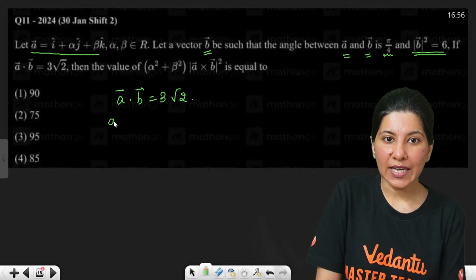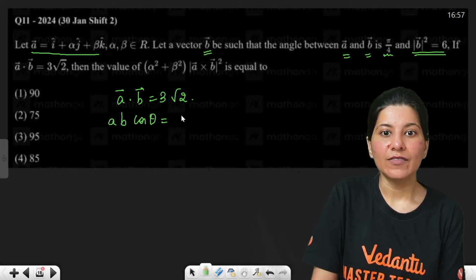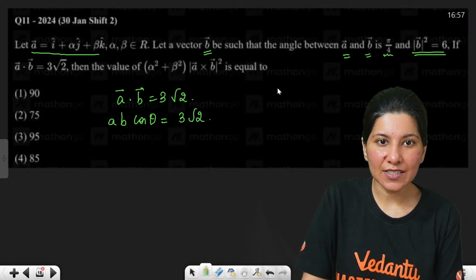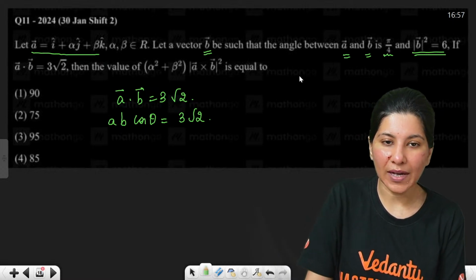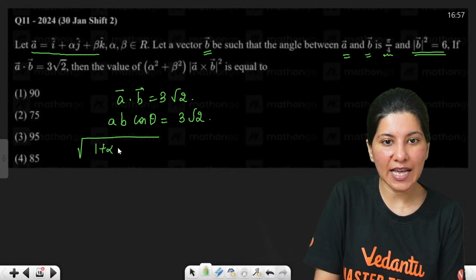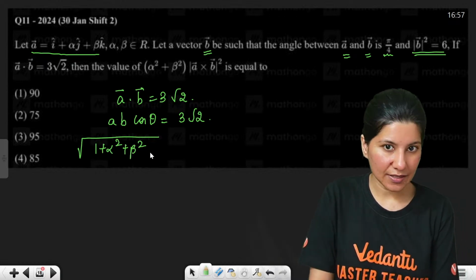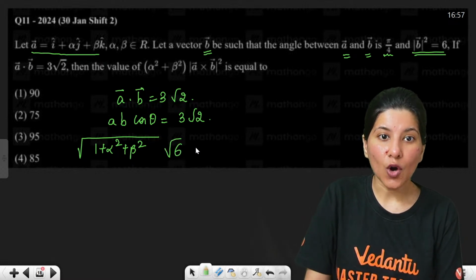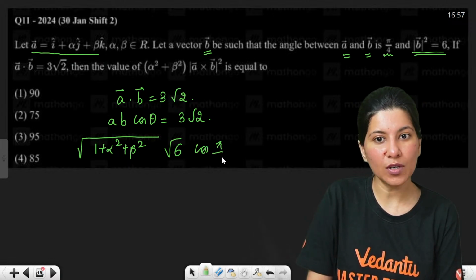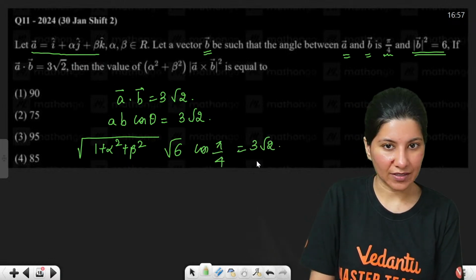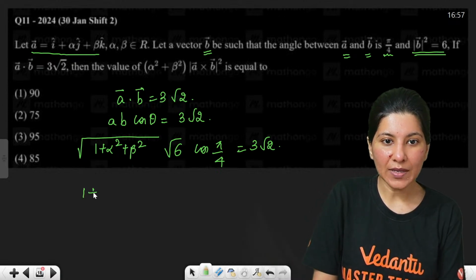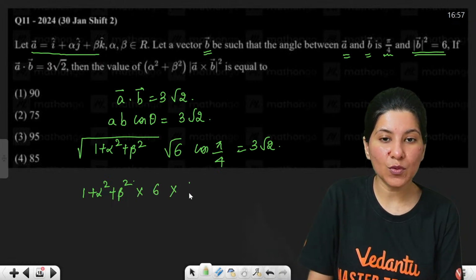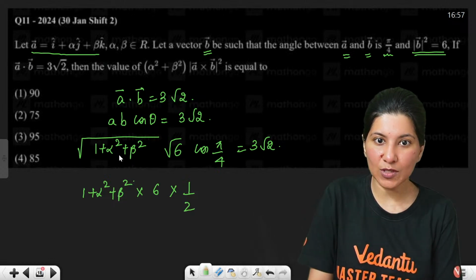Correct. So AB cos theta will be 3 root 2. Magnitude of A they have not given. We can calculate it: 1 plus alpha square plus beta square. And magnitude of B they have given actually, that is root 6. Cos theta is cos pi by 4, equals 3 root 2. So 1 plus alpha square plus beta square, multiply 6, multiply cos pi by 4, which is 1 by root 2. So 1 by 2, I am squaring actually.